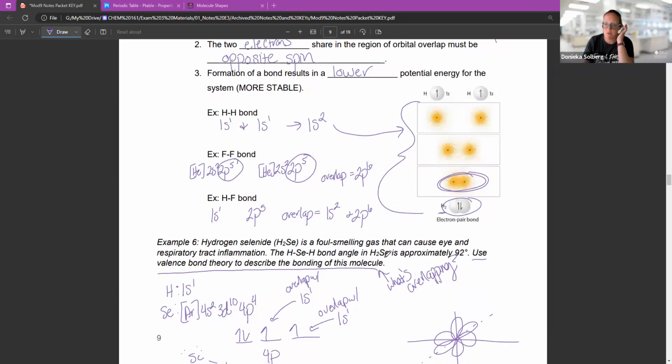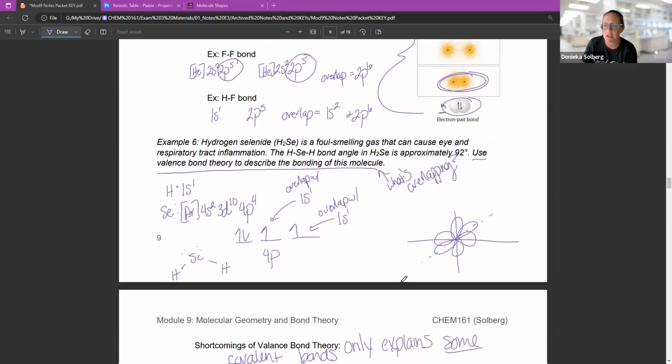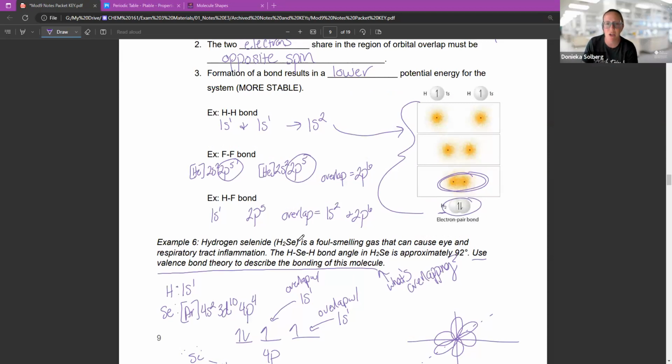So hydrogen selenide, for example, has a similar structure to water, but H2Se is a foul-smelling gas that can cause eye and respiratory tract inflammation. The H-Se-H bond angle in H2Se is approximately 92 degrees. Okay, that's about 90 degrees. If I'm looking at this molecule, why would it be 90 degrees? That would be like square planar angles, right? So use valence bond theory to describe the bonding of this molecule. Why would it potentially be 92 degrees instead of, since this looks like water, 109.5 or 104.5 maybe? But 92, that's pretty small.